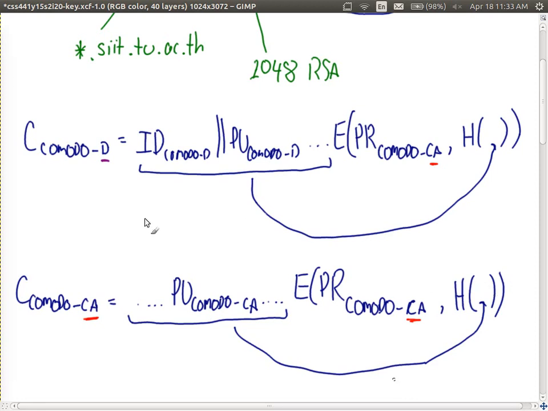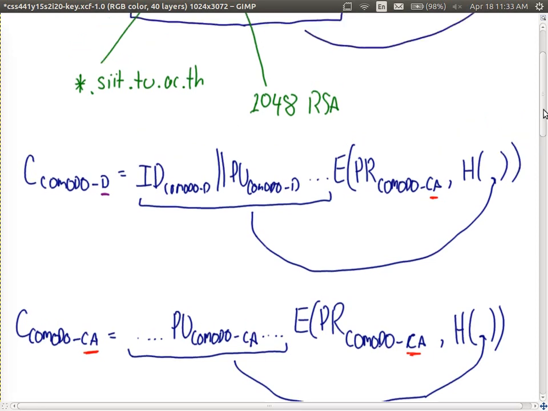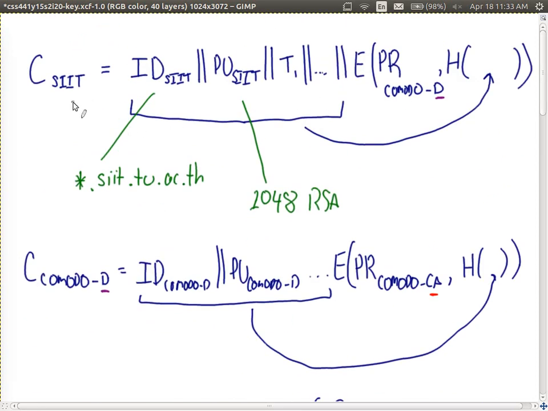If we trust Komodo D, we can verify SIT certificate, because SIT certificate is signed by Komodo D. So we see some chain of trust here. SIT has a certificate issued by Komodo D. Komodo D has a certificate issued by Komodo CA. And Komodo CA has a self-signed certificate that we implicitly trust. We must trust that. If we keep going in the hierarchy, at some point there must be a root of that hierarchy that we must trust. That's called a root authority.